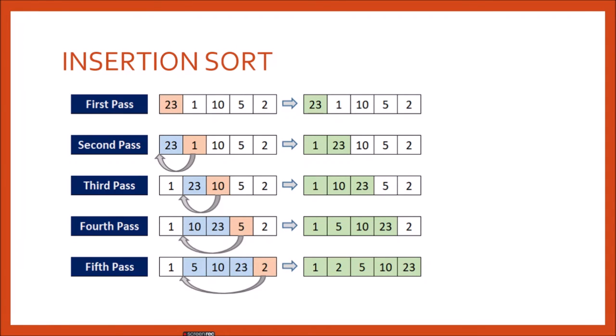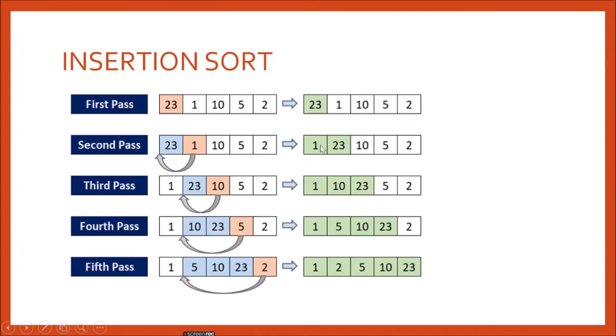Insertion sort is a very simple sorting algorithm that works similar to the way you sort playing cards in your hand. The array is virtually split into a sorted and unsorted subarray. Values from the unsorted part are picked one by one and placed in the correct position in the sorted part.